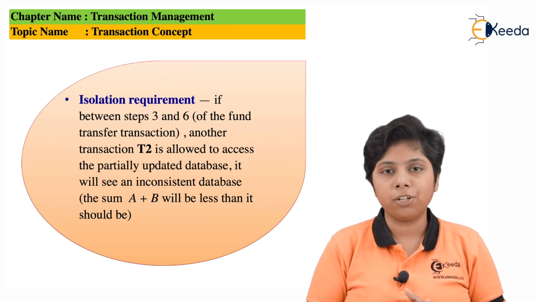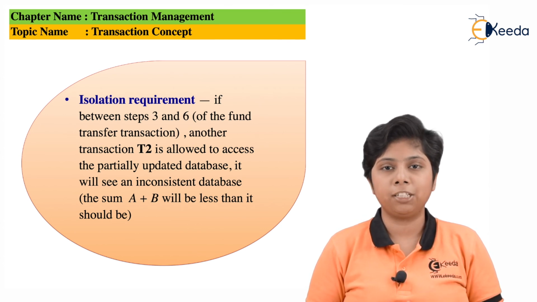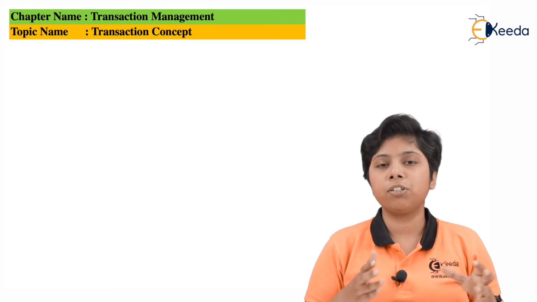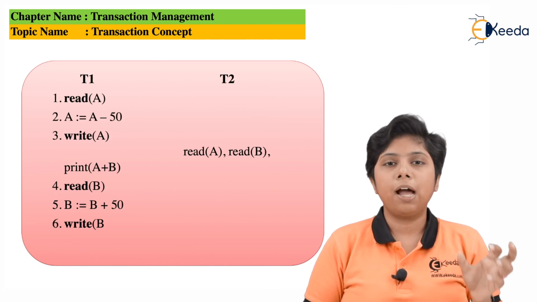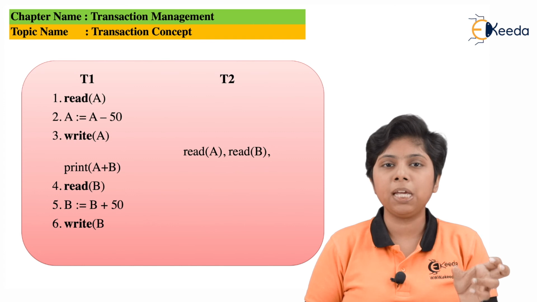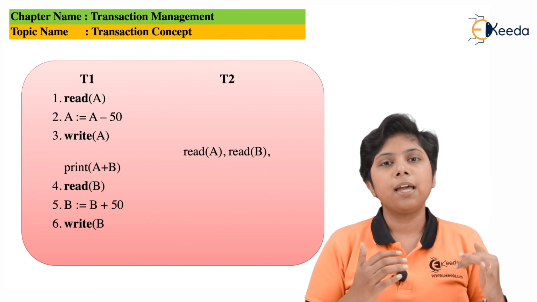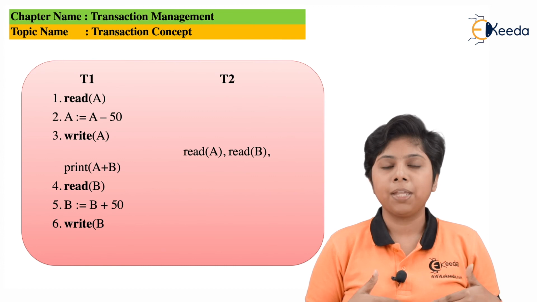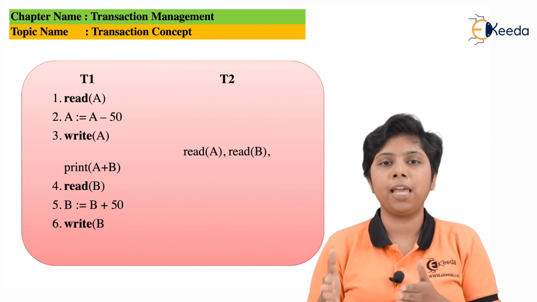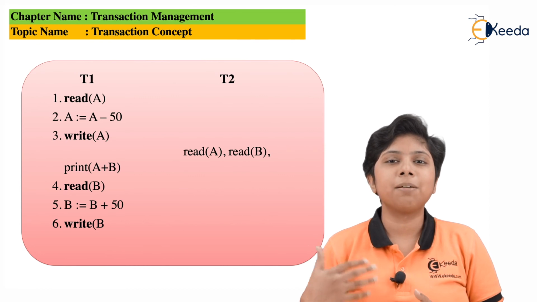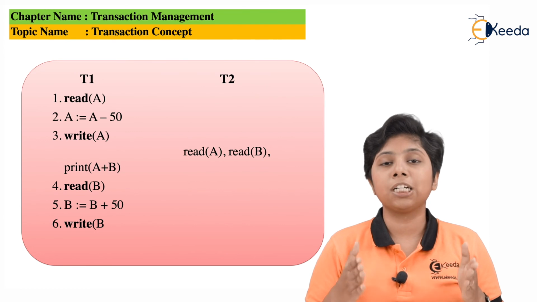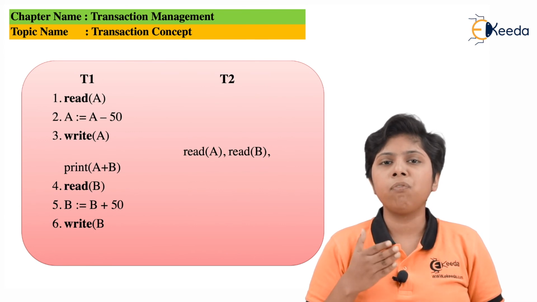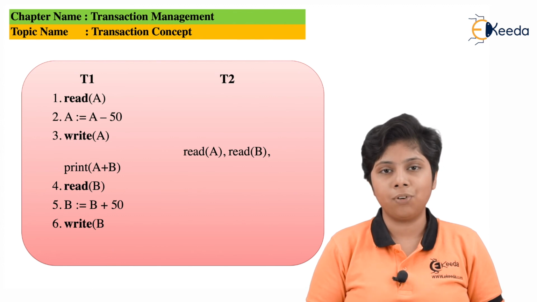Now what about isolation? Isolation means one transaction is kept separate from another transaction. For example, consider two accounts A and B. One transaction performs read B, B minus 50, write B, read A, A plus 50, write A. Another transaction performs display A plus B, and after that some update to A and B. If these two transactions execute concurrently, it will give us an inconsistent result.